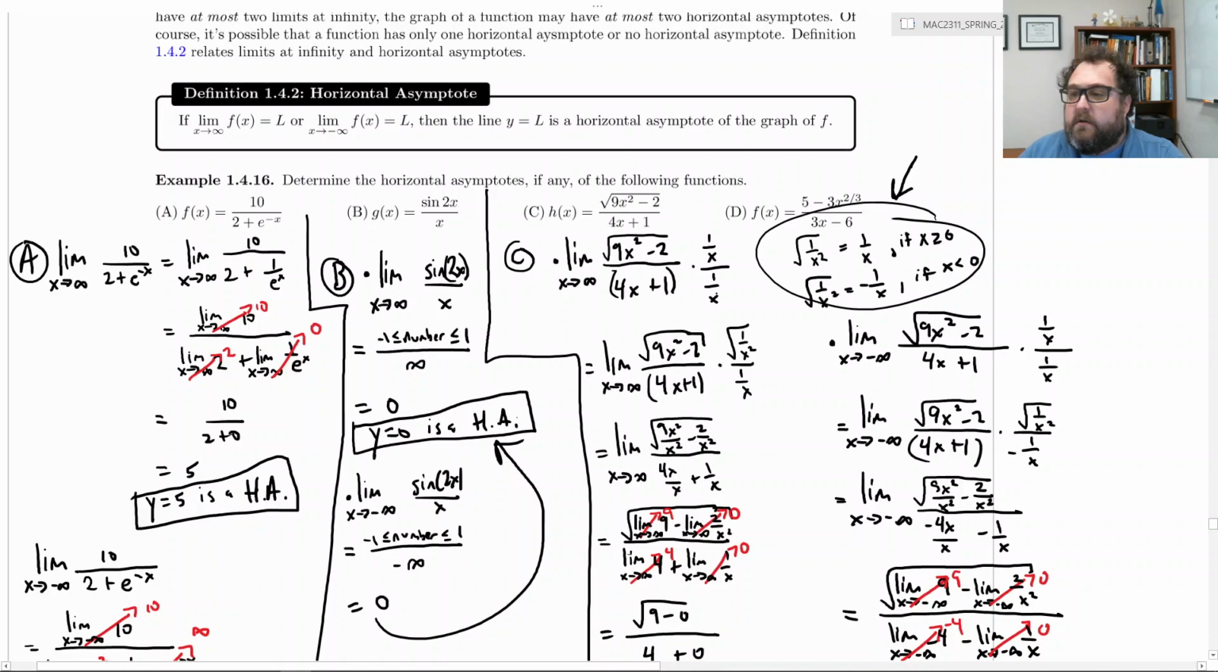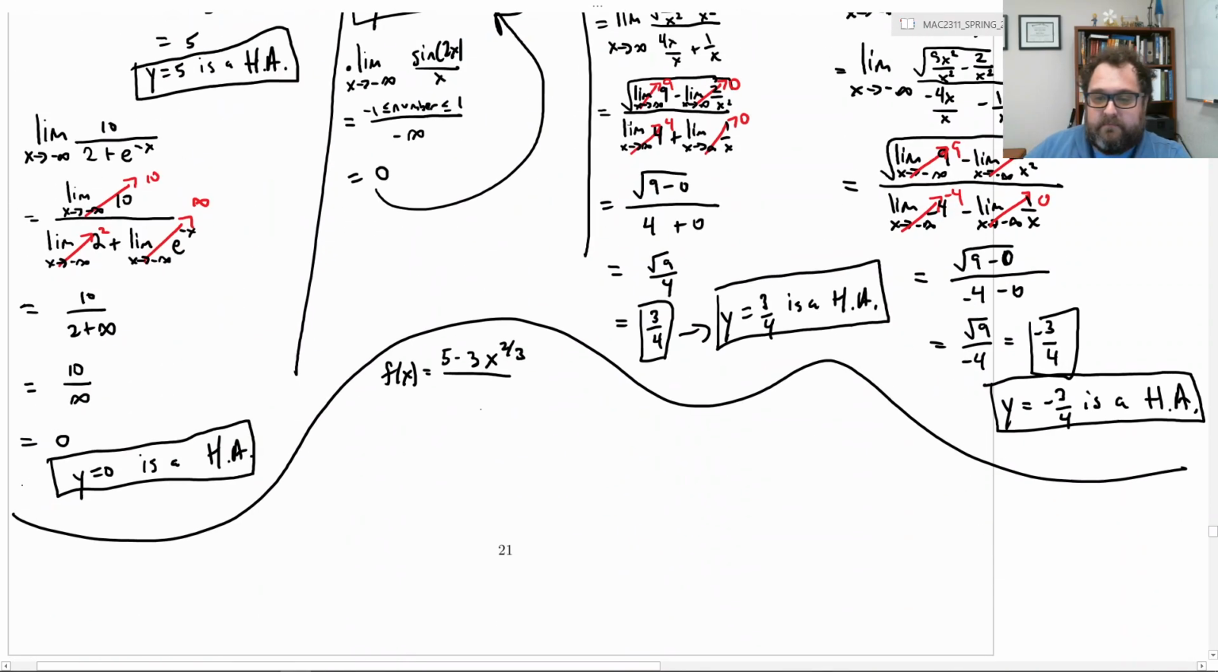Divided by 3x minus 6. Okay, technique is the same here. Let's evaluate both limits to see if we get any asymptotes. Okay, limits at infinity. So let's first do the limit as x approaches positive infinity. So we have 5 minus 3x to the 2/3 over 3x minus 6.